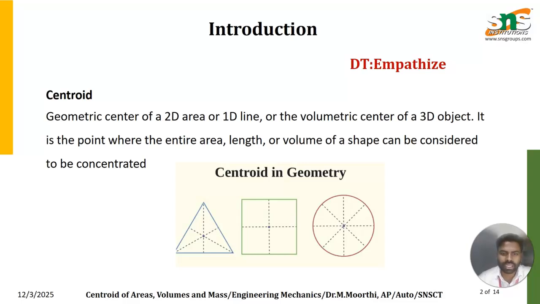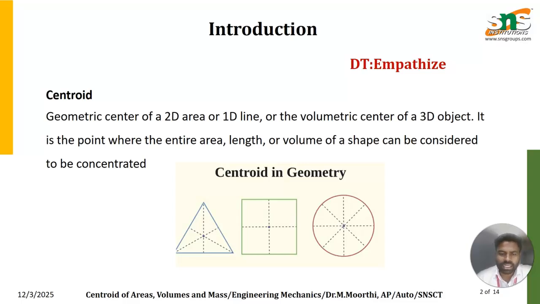For example, if you take a square, a rectangle or a circle, the midpoint is the centroid point of that particular shape. So it is the geometric center of a 2D area or 1D line, or the volumetric center of a 3D object. For example, if it is a 2D frame, the center point is the centroid, and if you take a three-dimensional object, it is considered as the center of gravity. So it is the point where the entire area, length and volume can be considered to be concentrated.